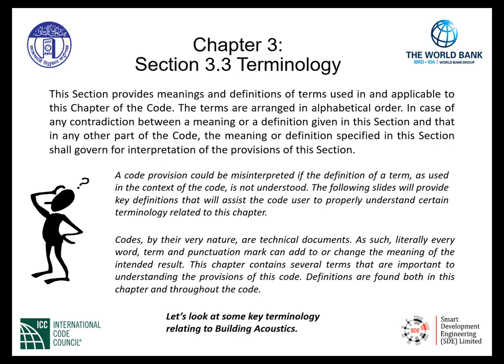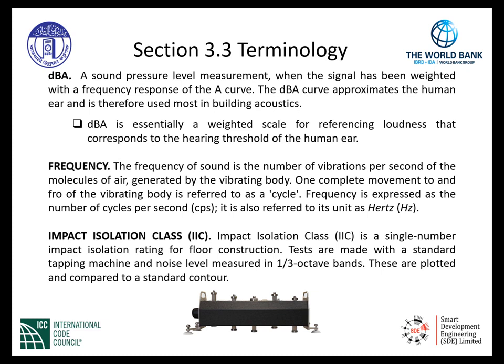The term dBA is a sound pressure level measurement when the signal has been weighted with the frequency response of the A curve. The dBA curve approximates the human ear and is therefore used most in building acoustics. dBA is therefore essentially a weighted scale for referencing loudness that corresponds to the hearing threshold of the human ear. It's a nonlinear curve that's referenced regarding decibels and frequency responses accordingly.